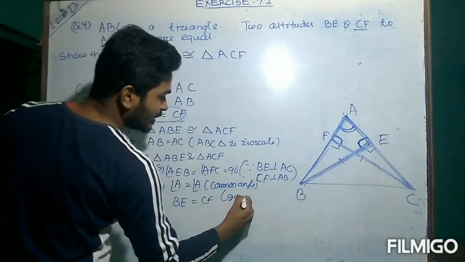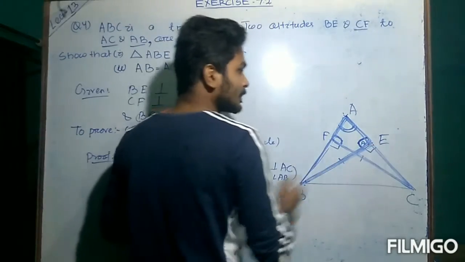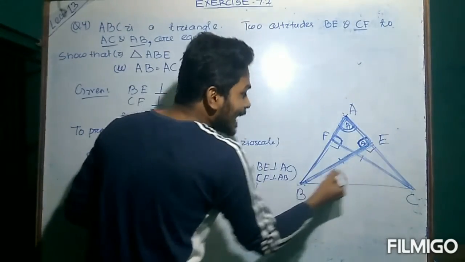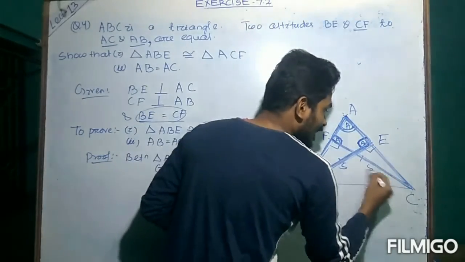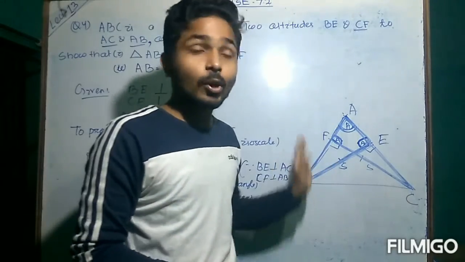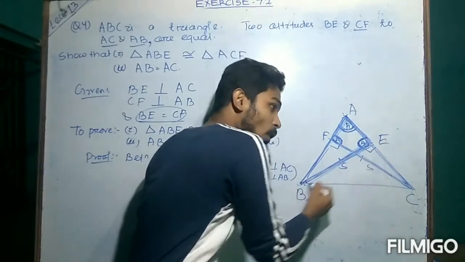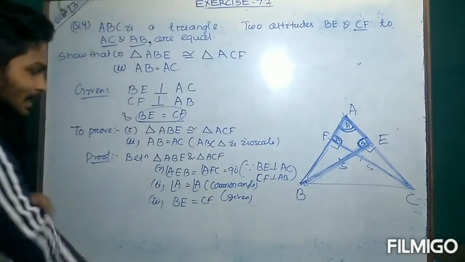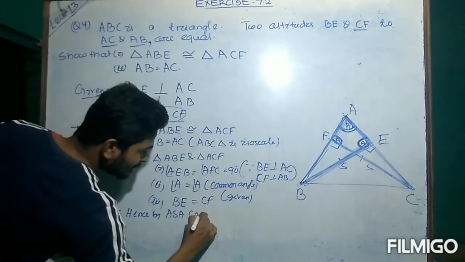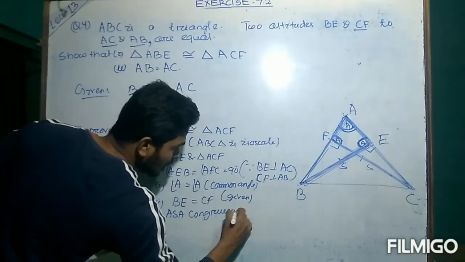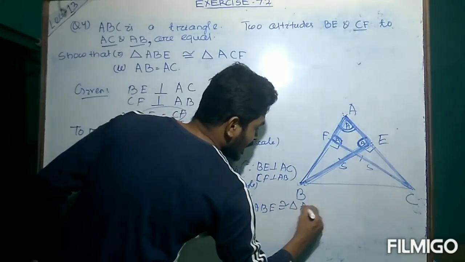So what are the conditions we have found here? We have found for the triangle ABE this angle and this side. Similarly, in this triangle, this angle and this side. Then tell me, is it ASA congruency or AAS congruency? See, for the triangle ABE, it is angle A, and this is a non-included side. So AAS congruency. Hence, by AAS congruency, triangle ABE is congruent to triangle ACF.